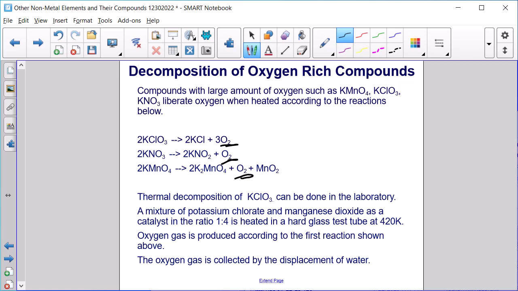Thermal decomposition of KClO3 can be done in the laboratory. A mixture of potassium chlorate and manganese dioxide as a catalyst in the ratio 1:4 is heated in a hard glass test tube at 420 Kelvin. Oxygen gas is produced according to the first reaction shown above. The oxygen gas is collected by the displacement of water.